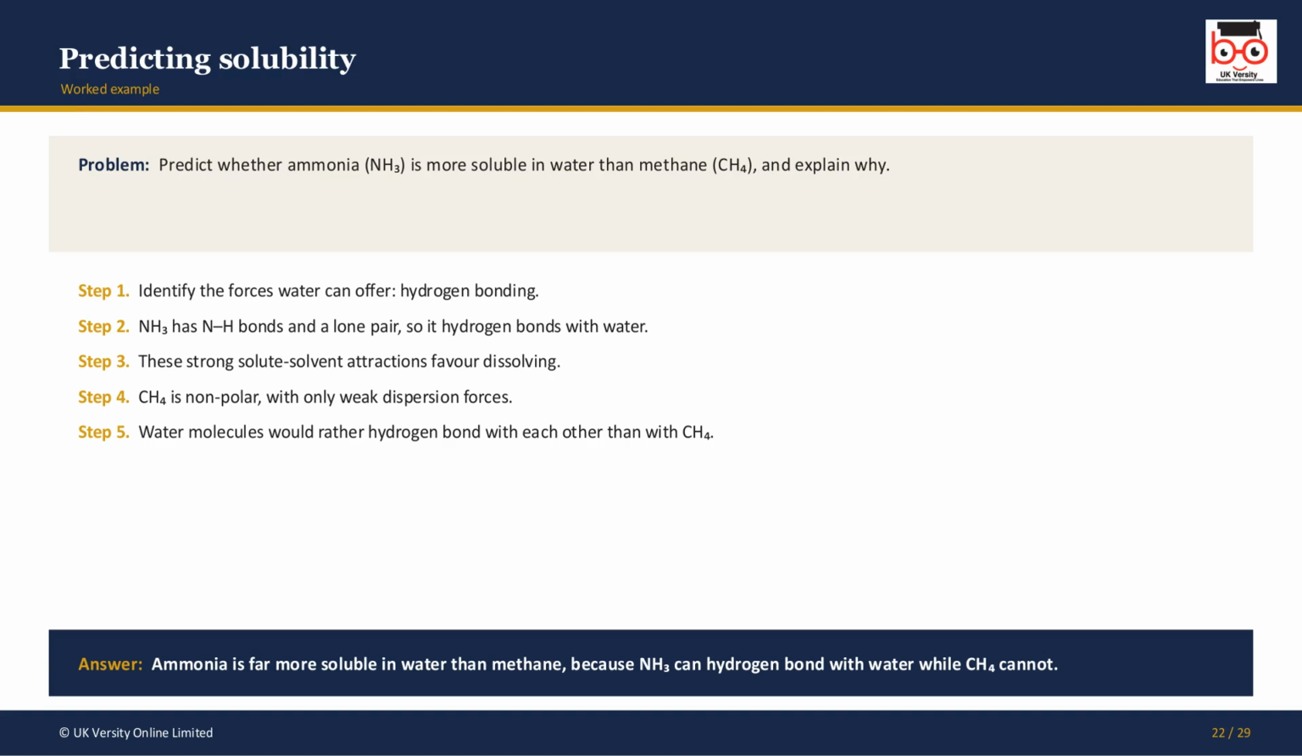Let's predict a solubility. Is ammonia more soluble in water than methane, and why? First, identify what water can offer. Hydrogen bonding. Ammonia has nitrogen-hydrogen bonds and a lone pair, so it can hydrogen bond with water, and those strong solute-solvent attractions favor dissolving. Methane, though, is nonpolar, with only weak dispersion forces, so water molecules would far rather hydrogen bond with each other than with methane. The conclusion? Ammonia is far more soluble in water than methane, because ammonia can hydrogen bond with water while methane cannot.